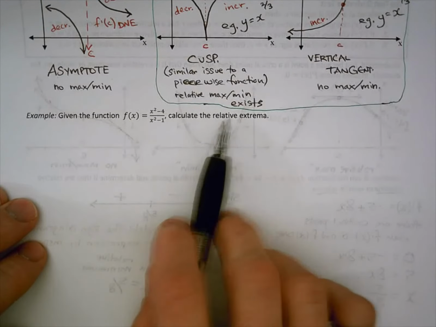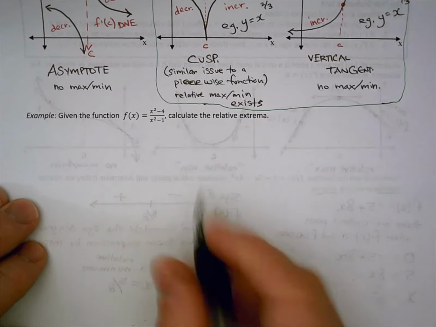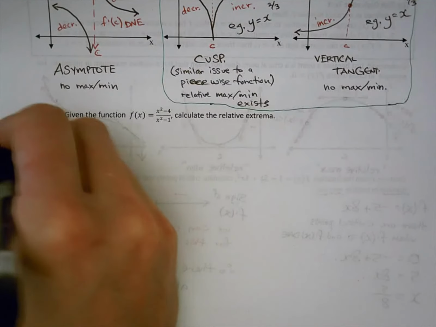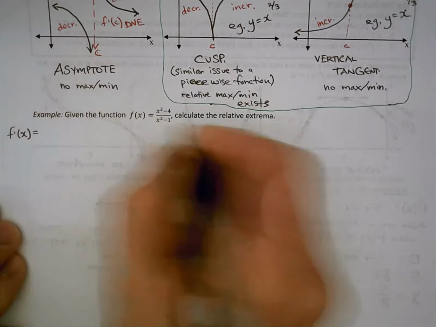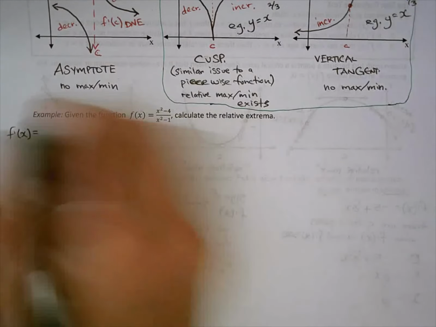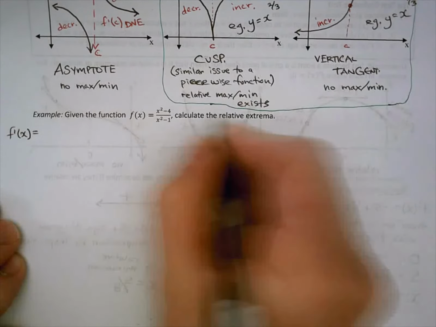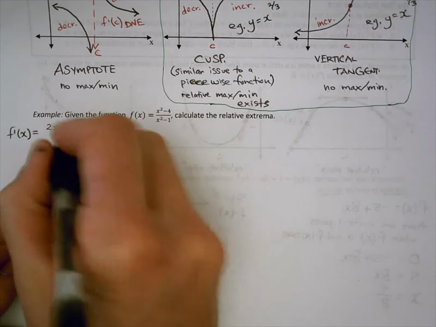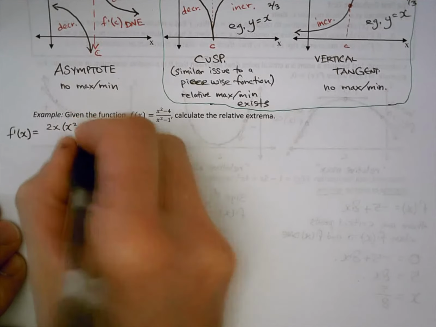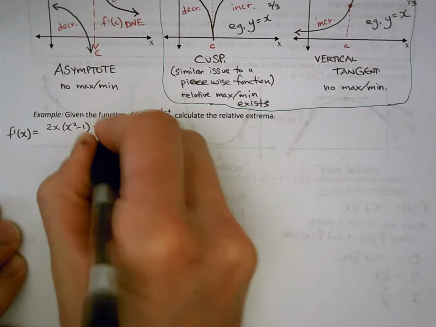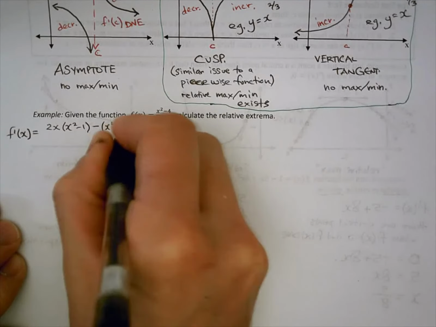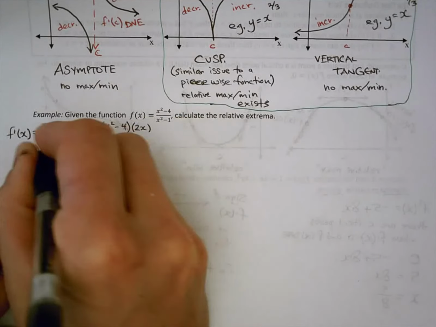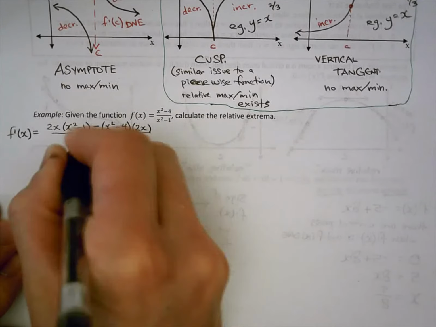If I want to find the max min points, I have to follow the strategy I used before. I need to know the derivative. So let me write the derivative over here. Now, unfortunately, this is a function over a function, so I'm going to have to use the quotient rule. So the derivative of the first thing is 2x times the bottom thing, x squared minus 1, minus the top thing, which is x squared minus 4, times the derivative of the bottom thing, which is 2x, all over the denominator squared.